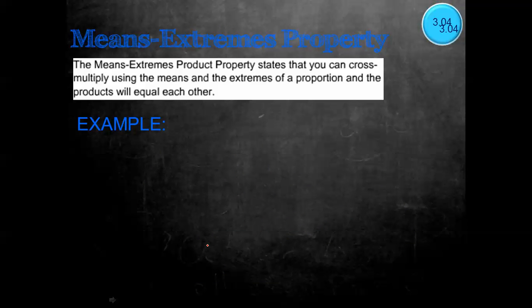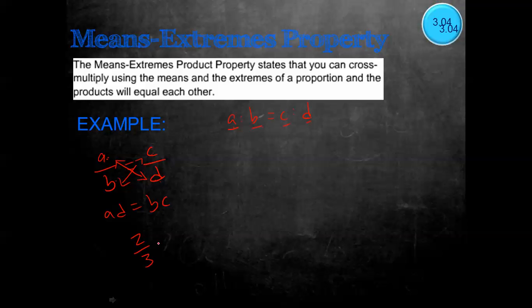So a few properties here. The means extremes property states that you can cross multiply using the means and the extremes of a proportion and the product will equal each other. So for a little bit of review, remember the means are the two outsides. So if we wrote it this way, the means are the outside. So A and D and the extremes are the outside and the means are the middle numbers. Okay, so here we have A and D, those are our extremes, and then B and C are our means. So what that says is that we can cross multiply these two and AD will equal BC.